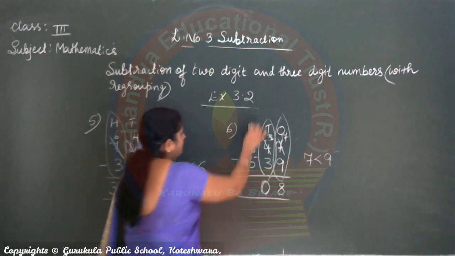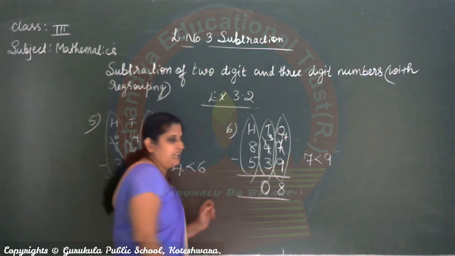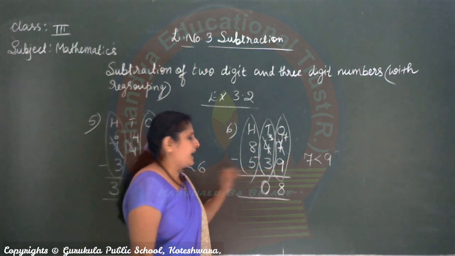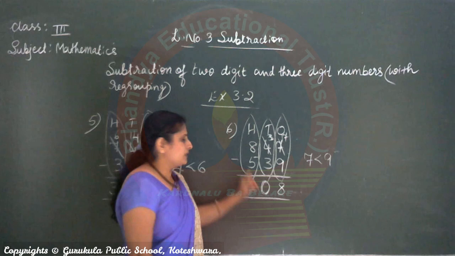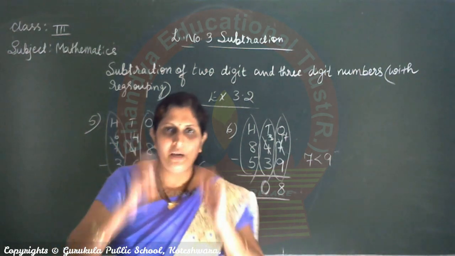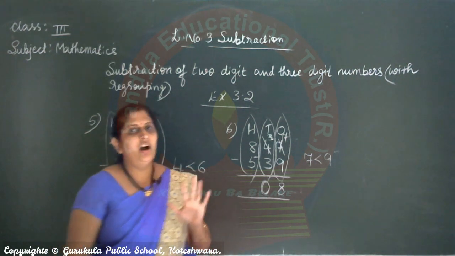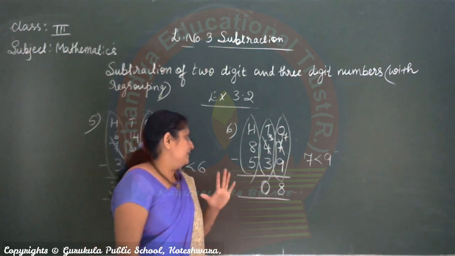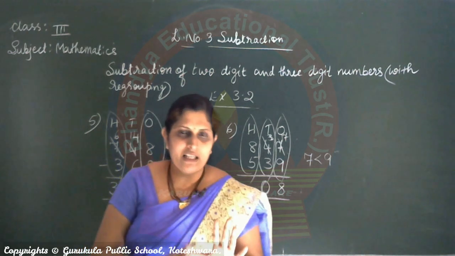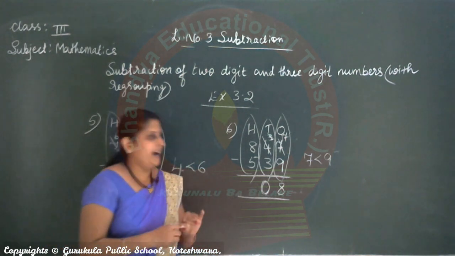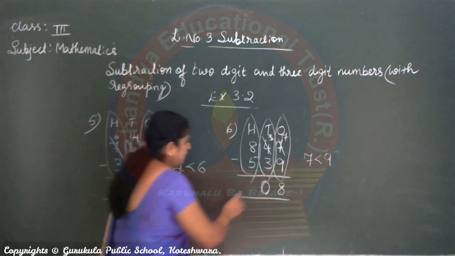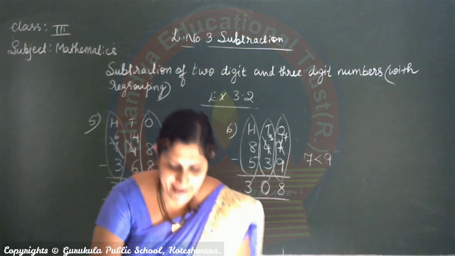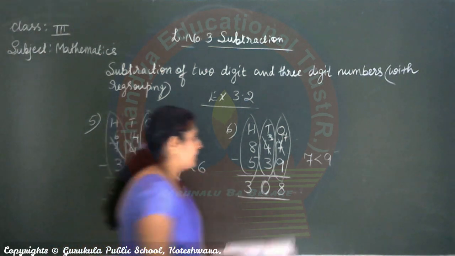Now next, you go through the digits in the hundreds column. In the hundreds column, 8 minus 5 is given. 8 you keep in your mind, 5 in your hand. Before 8, that is 7, 6, 5, 4, 3. Correct? So 308. 308. Now next problem.